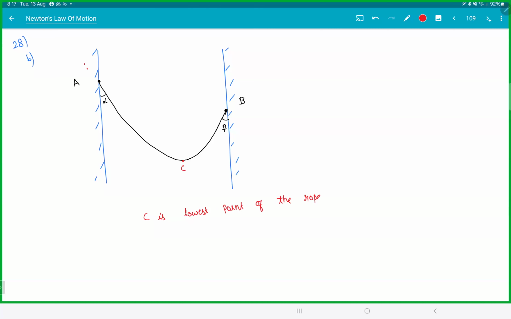So if you look at the string here, there will be a tension like this, TA, and there will be a tension like this, TB. Mass of the rope is M. M is the mass of the total rope. I don't know the shape, I don't know the length, I just know the mass. The question is, find TA, tension at A, tension at B, tension at C. So we have a rope hanging between two walls. Both are not at the same level.